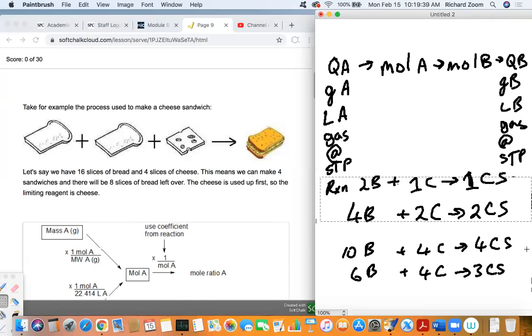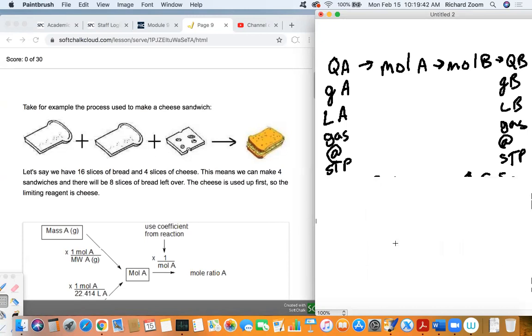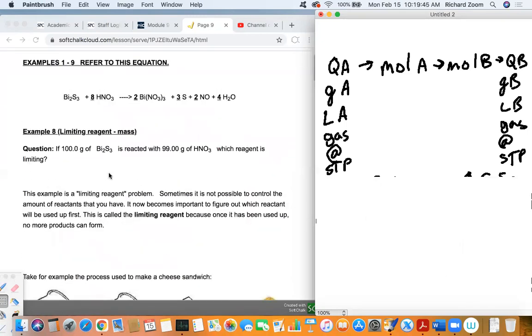Now, in actual chemical problems, you'll see that in this one, we're given 100.0 grams of Bi2S3 and 99.0 grams of HNO3. How do we deal with this? Well, what we do is this. The first thing we do is we convert this into moles, because moles is really the only thing we can deal with on an apples to apples, oranges to oranges basis. The relationship here is 1 mole to 514.14 grams.